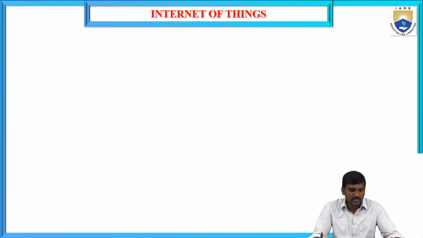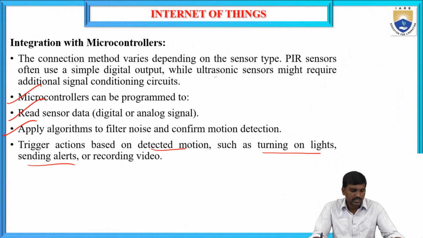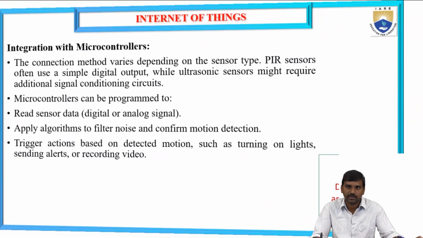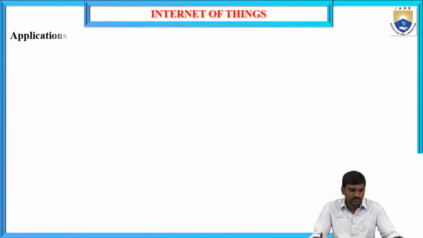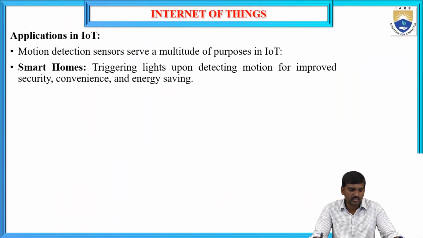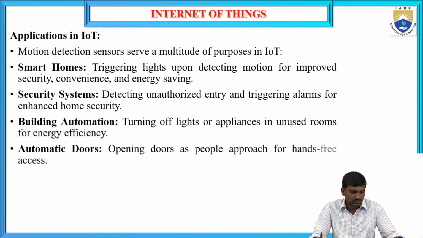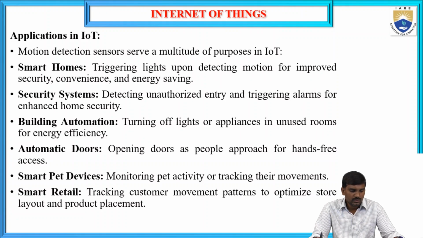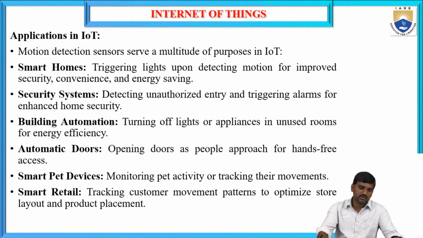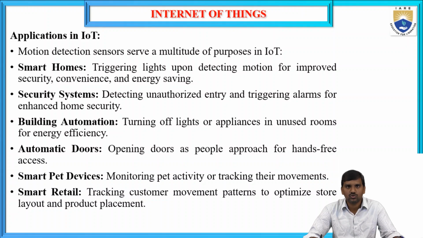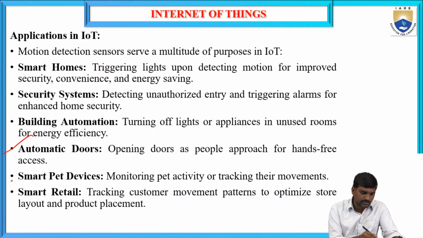Next, these are some integrations with microcontrollers for different activities based on the requirement. The next one, applications of IoT. Here, smart motion detection sensors serve a multitude of purposes in IoT. In different applications we have smart homes, security systems, building automation, automatic doors, smart pet devices, and smart retail.